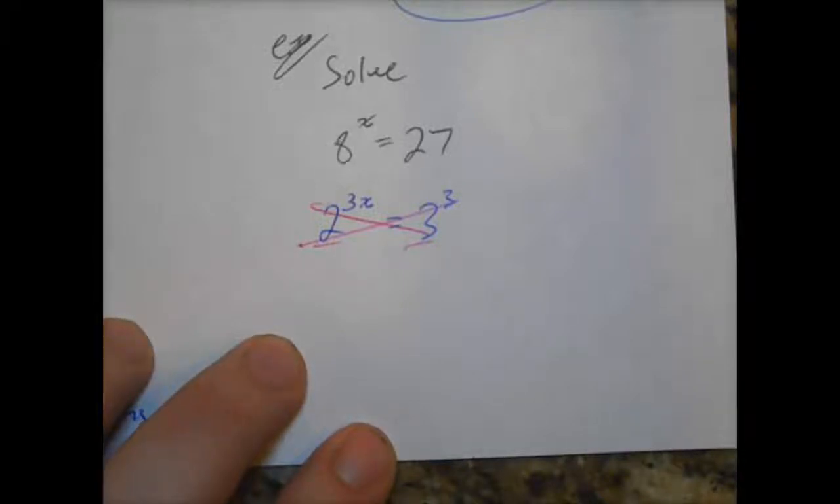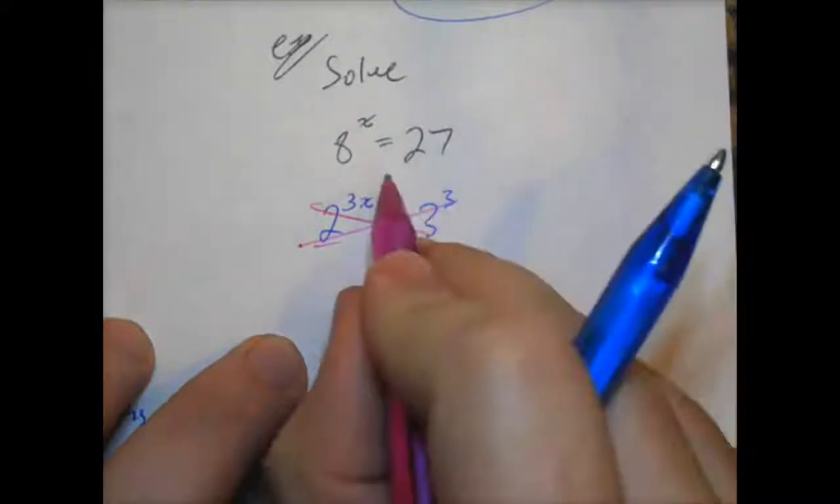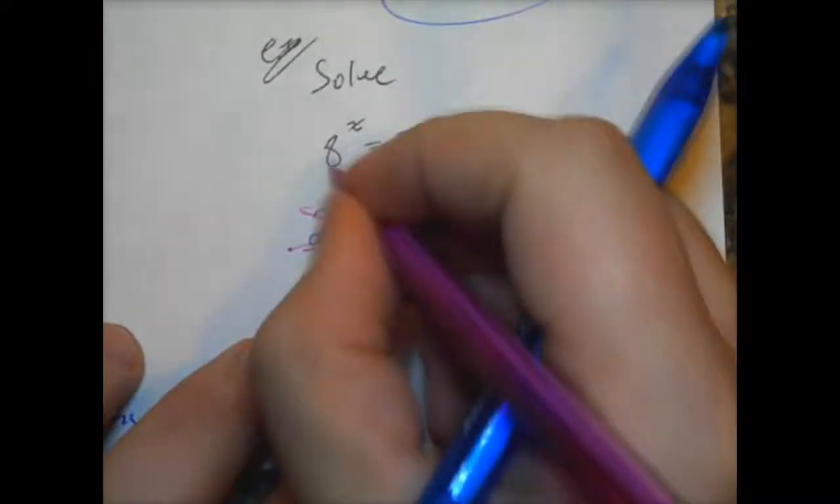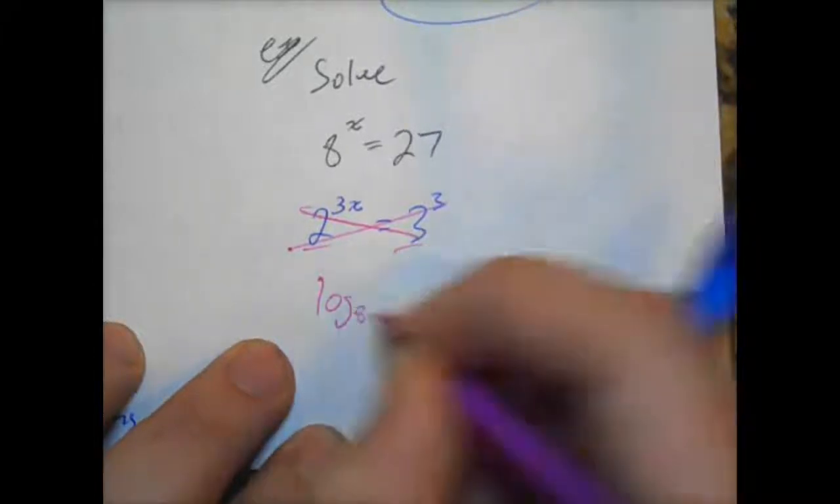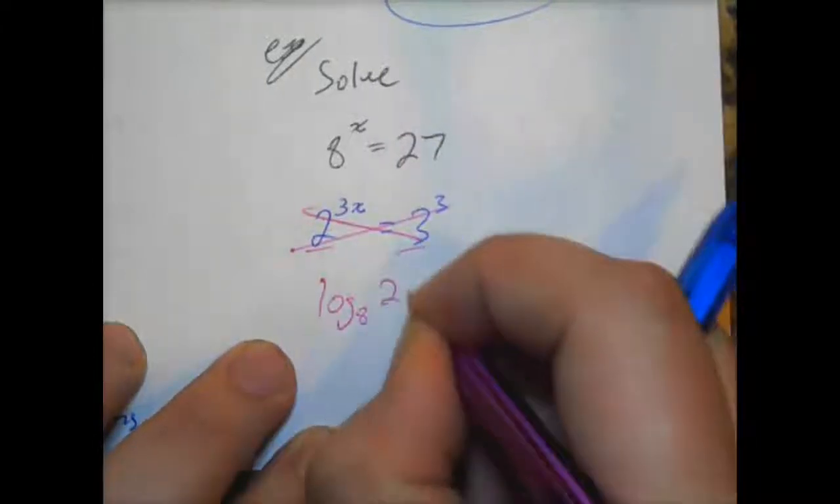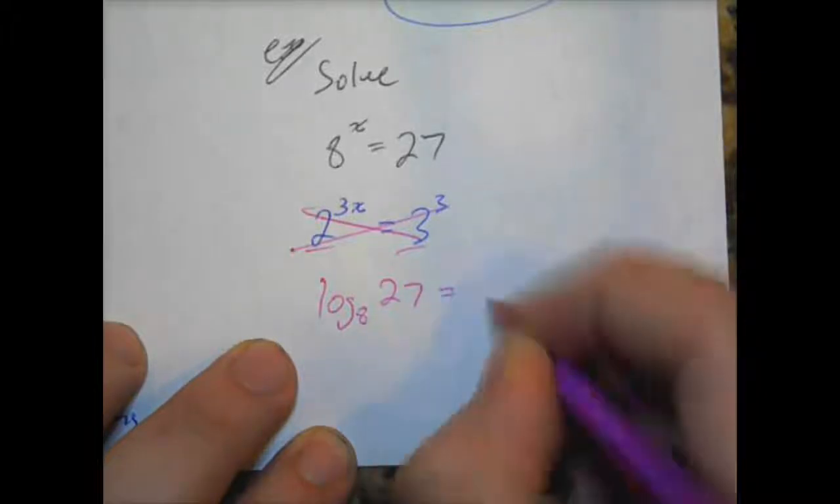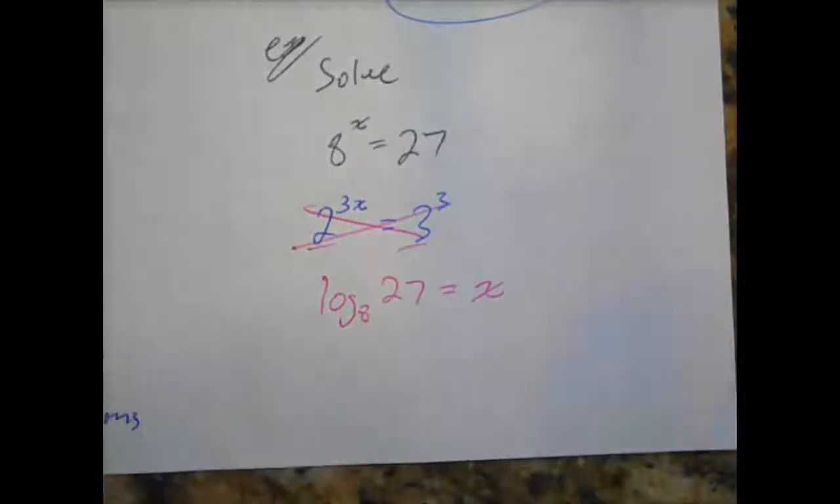You have learned about logarithms. So this is in exponential form right now. So what I can do, my base is 8. So if I rewrite this in log form with a base of 8, log base 8 of 27 equals the exponent. Well, just doing that, I have gotten the x by itself.